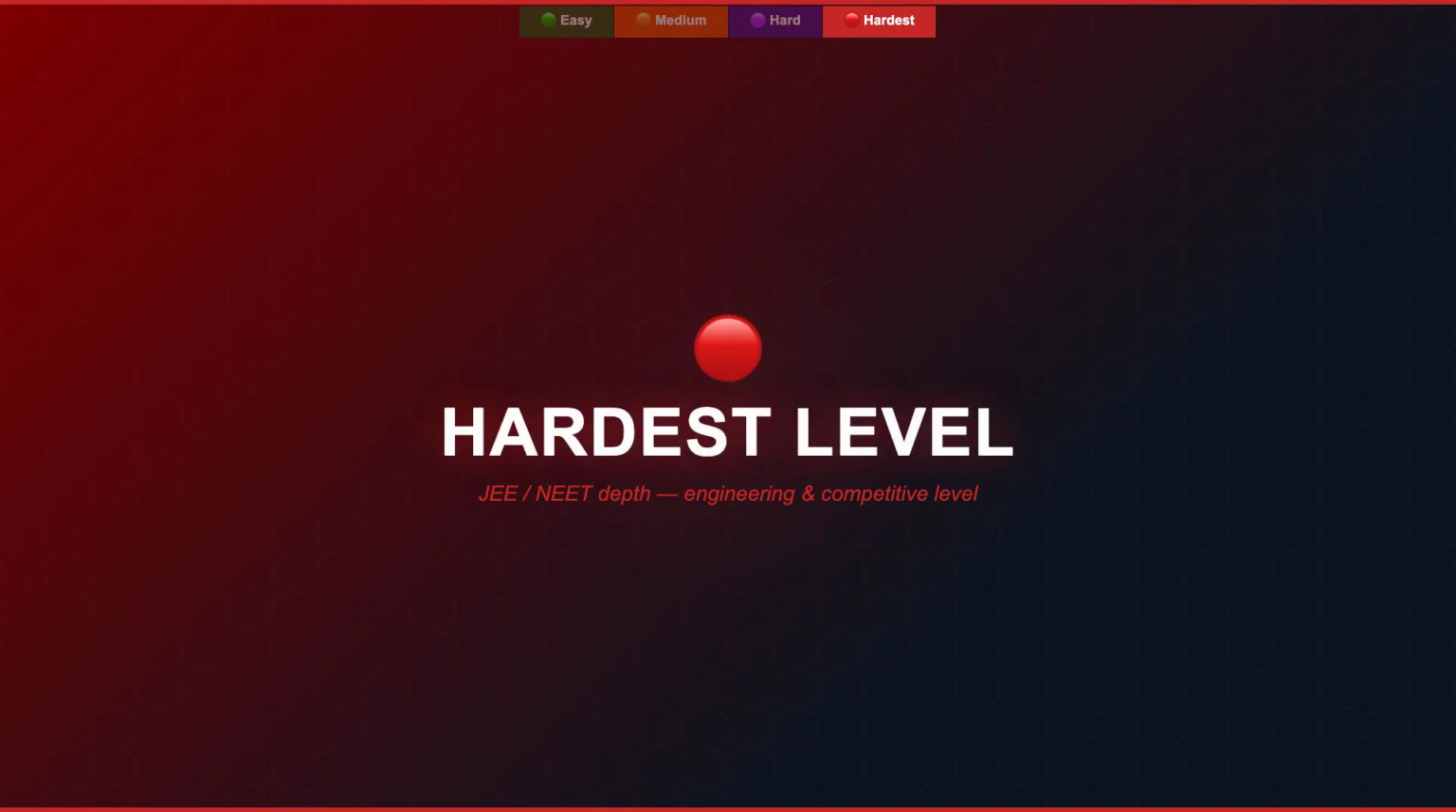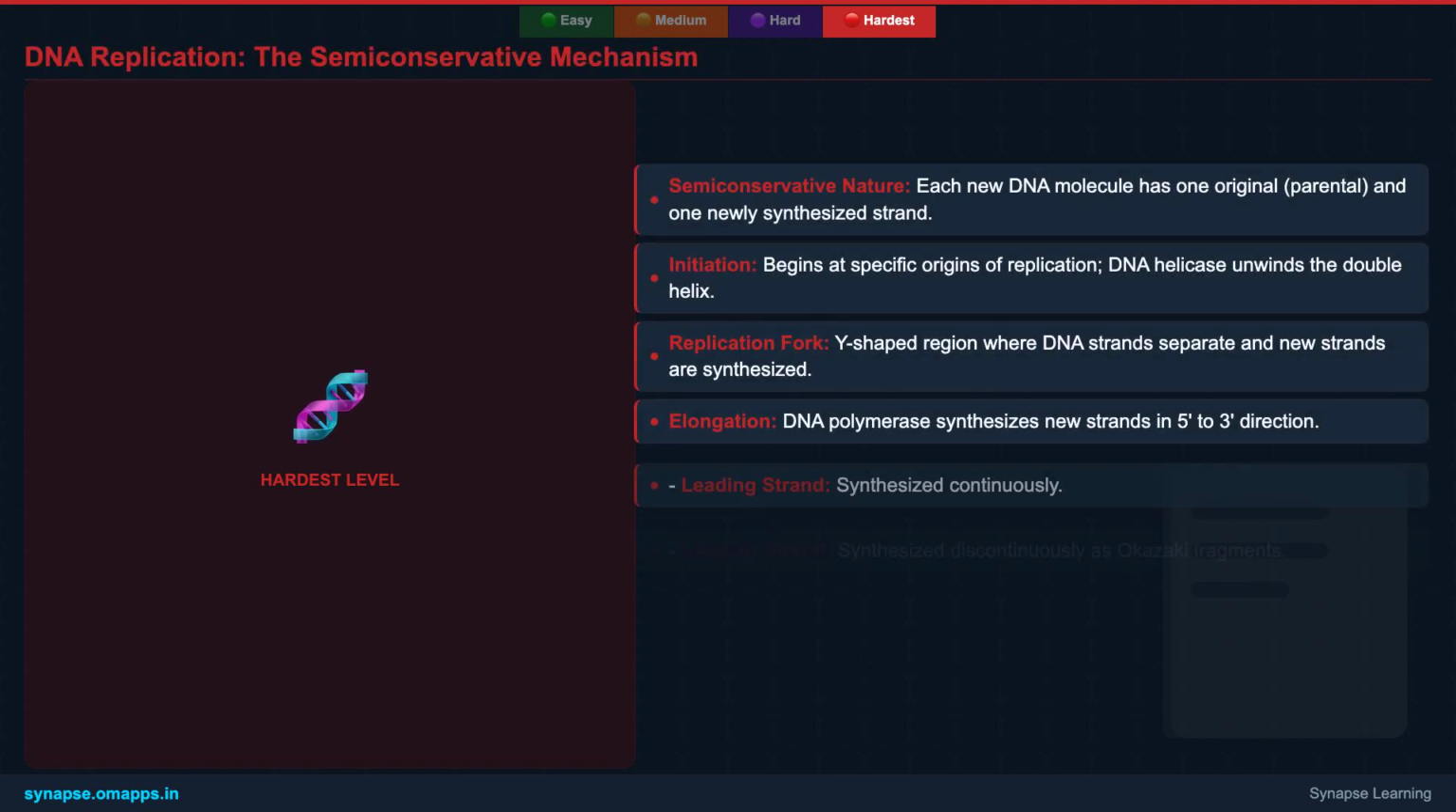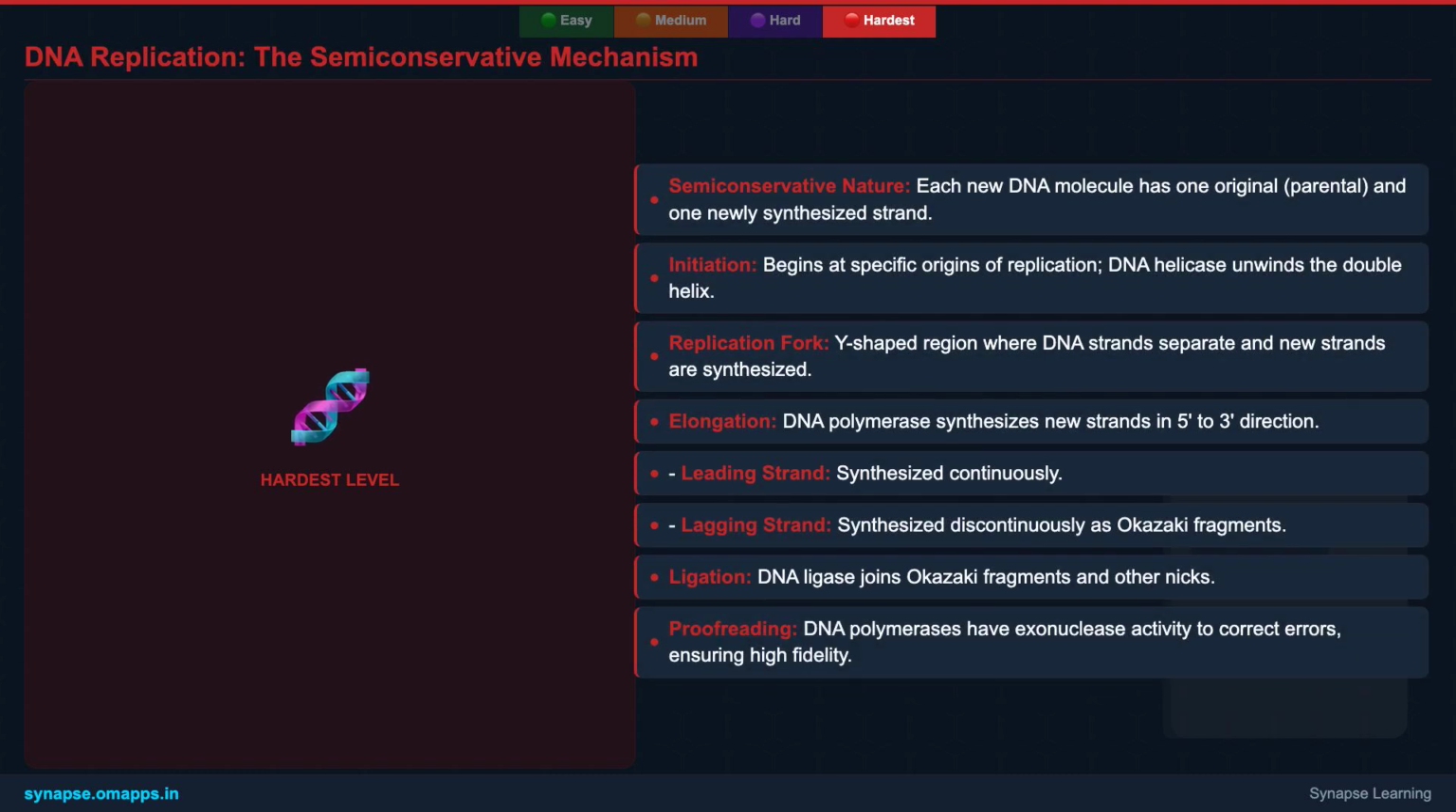You've tackled the hard challenges, and now it's time for the ultimate test. Welcome to the hardest level, where we'll delve into the most complex mechanisms, competitive depth, and cutting-edge insights of nucleic acids. Prepare to think like a scientist and connect advanced concepts. DNA replication is a marvel of molecular biology, ensuring that genetic information is faithfully passed from one generation of cells to the next. This process is semi-conservative, meaning each new DNA molecule contains one original and one newly synthesized strand.